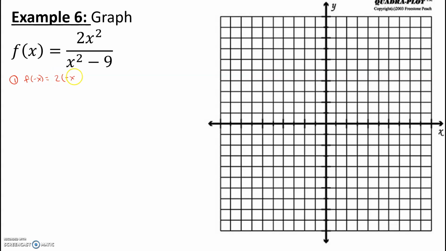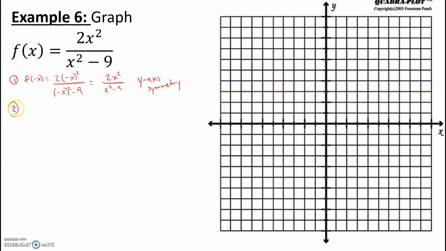So we got 2 negative x squared over negative x squared minus 9. Now, negative x squared gets me positive x squared, so we have 2x squared over positive x squared minus 9. So notice it's the same exact function, right? f of negative x equals f of x. So if you look back to the original slide, that is symmetry with the y-axis. All right, so that's our y-axis symmetry.